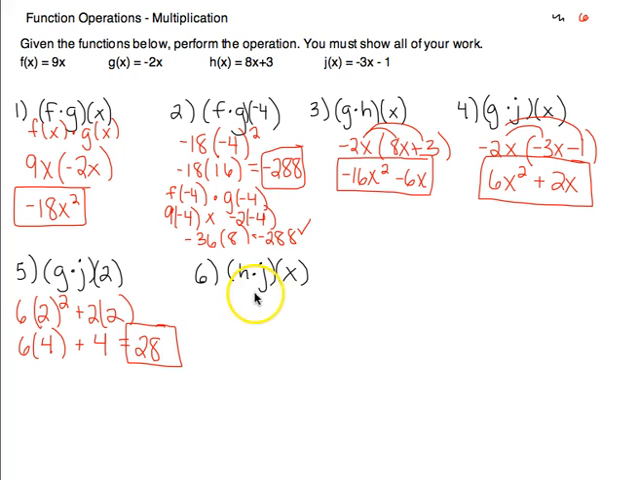Last one. I have h times j of x. So h of x is 8x plus 3. It's a binomial, so I should put it in parentheses. J of x is negative 3x minus 1. So this one is different than all the others.